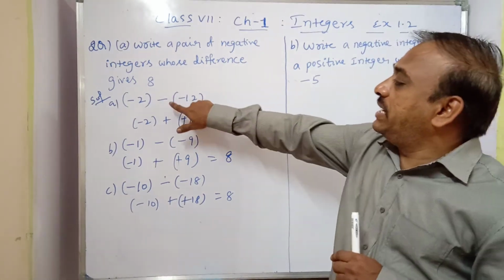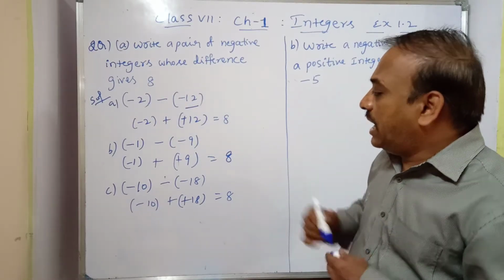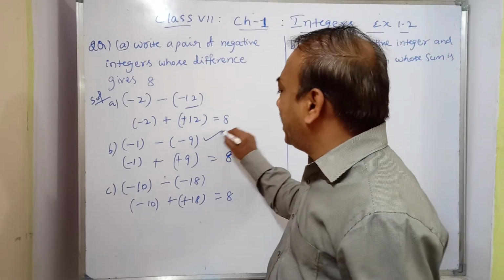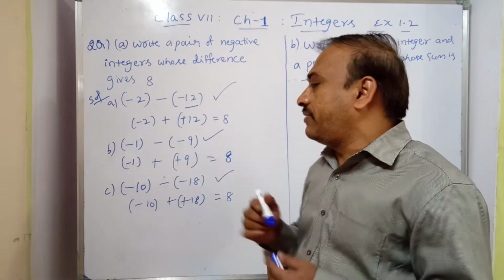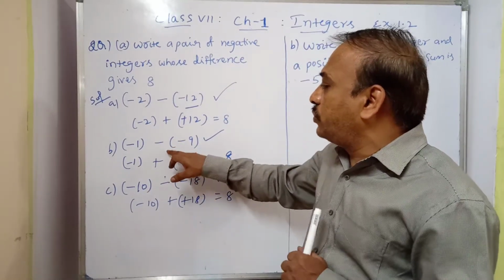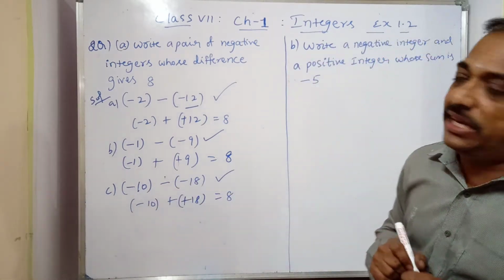So two negative integers: this is a negative integer, this is also a negative integer. This is one pair, this is another pair. Negative integer, negative integer. The difference of these two is plus 8.